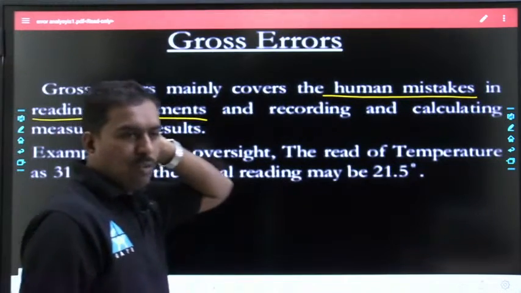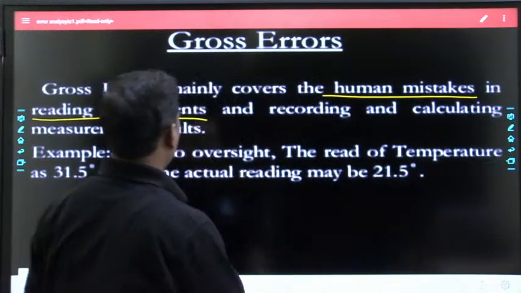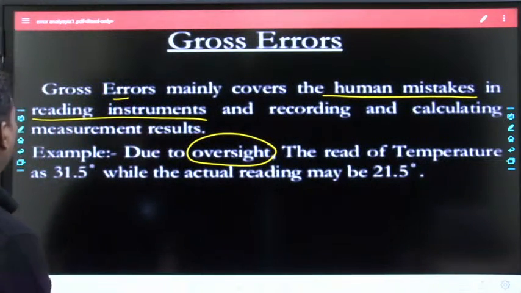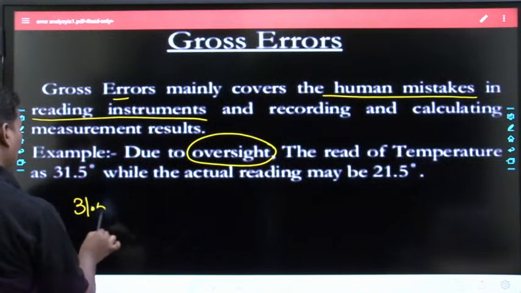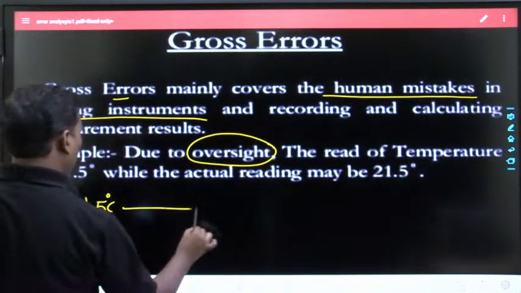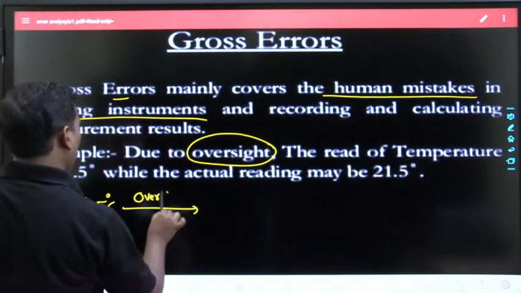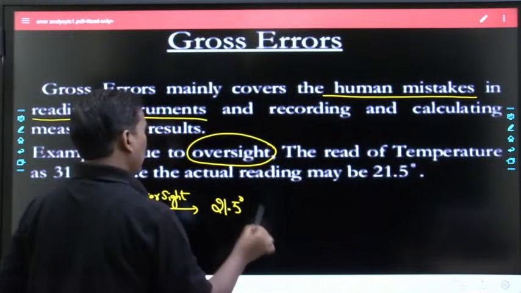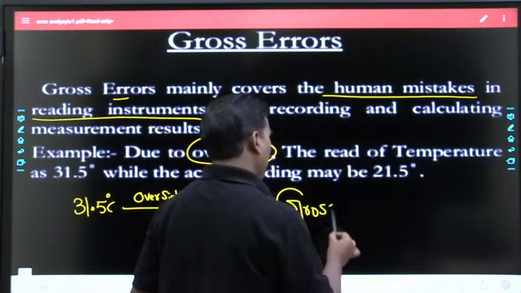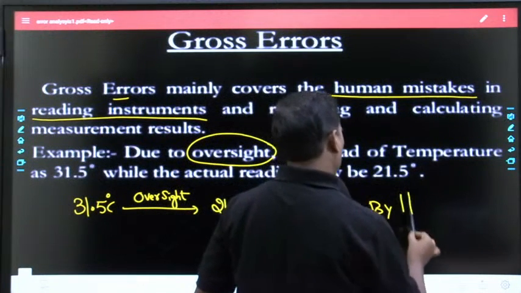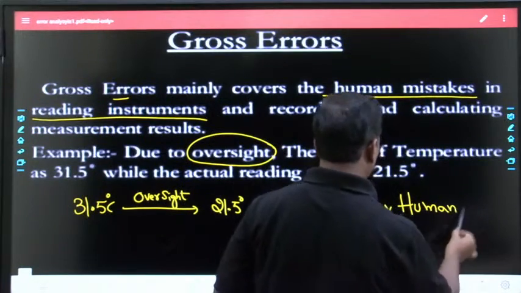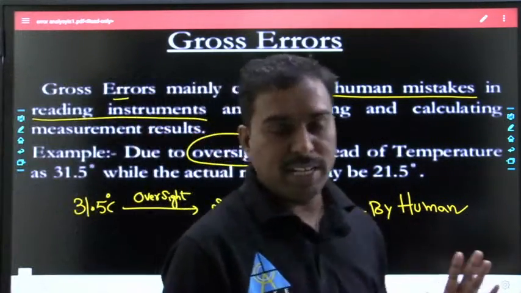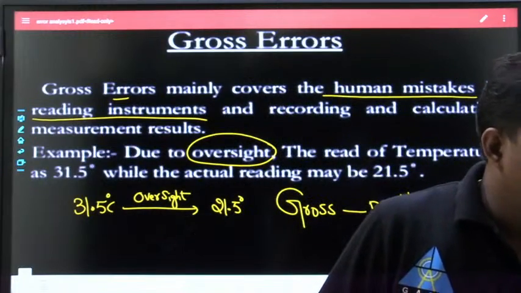Okay. Some people will have oversight, some people will have a sight problem. Due to oversight, they may read a temperature of 31.5 degrees Celsius because of some sight problem, and they will read it as 21.5 degrees Celsius. So remember dear students, gross means by human errors. Okay na? So keep this in mind. Gross means human errors. Clear? Let's go quickly.